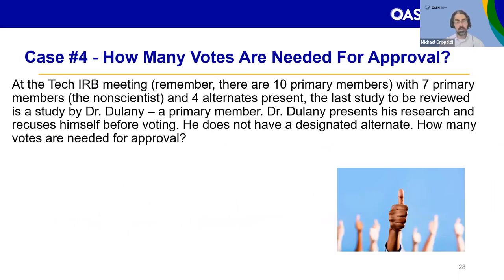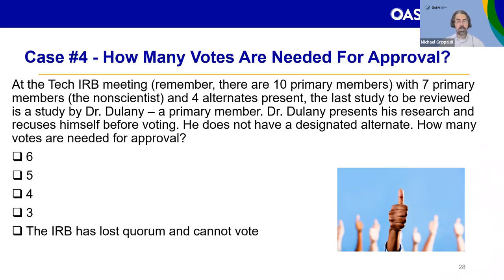So recall the rules for calculating the majority, both for quorum and for approval. Going back to the Tech IRB, which we saw 2 slides ago, we have 10 primary members with 7 primary members present and 4 alternate members present. We also have Father Ignatius, the non-scientist. We're told that one of the primary members, Dr. Delaney, is presenting his own research, so he cannot vote due to a conflict of interest. How many votes are necessary for his study to be approved? And so I'll give you some time to think about the various issues that you have to troubleshoot with this and what questions you need to ask and answer.